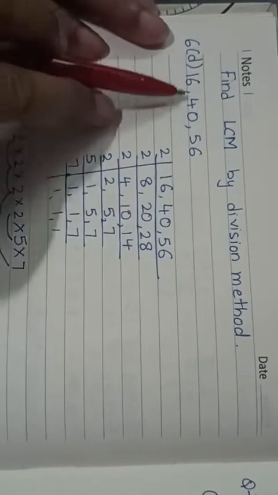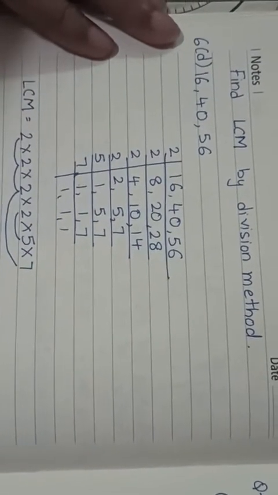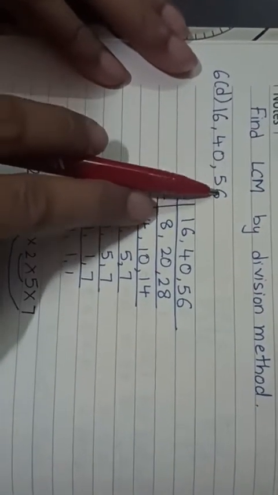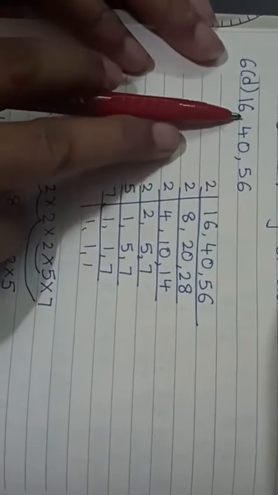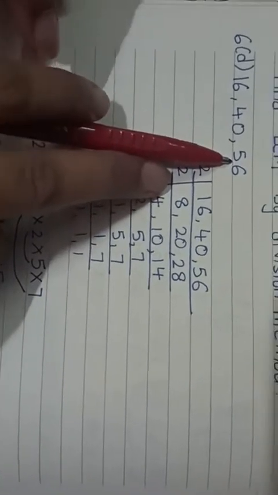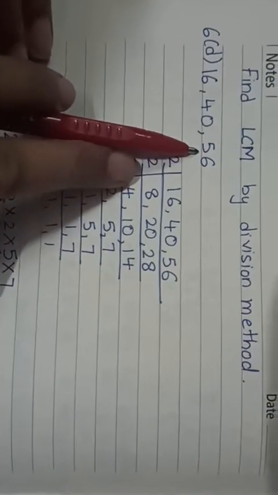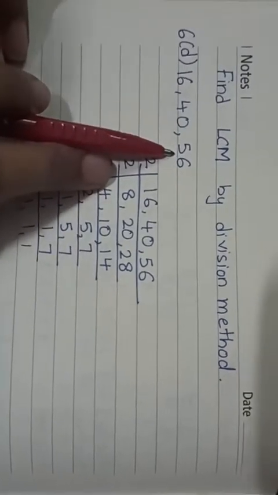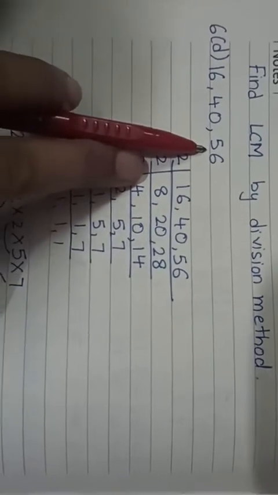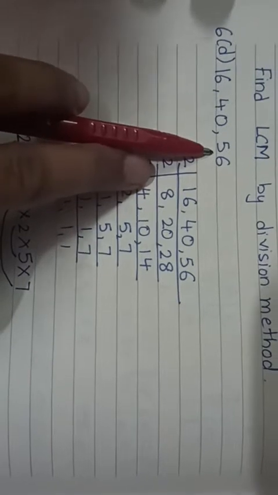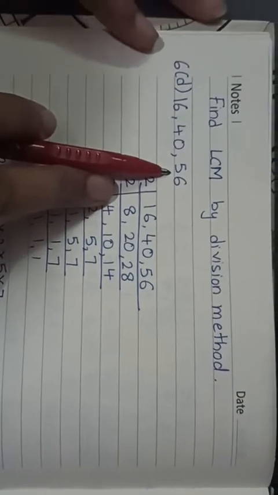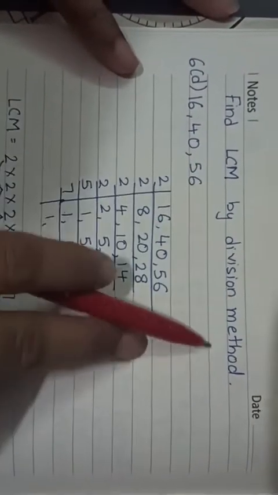Question number 6. A, B and C part I've left for you, and D I'm doing. Here we are finding LCM for 3 numbers. Children, when 3 numbers come, doing it by listing method or prime factorization method becomes a very long, lengthy process. So we avoid finding the LCM of more than 2 numbers by the prime factorization method or the listing method. Both are very time consuming. So we use the division method.